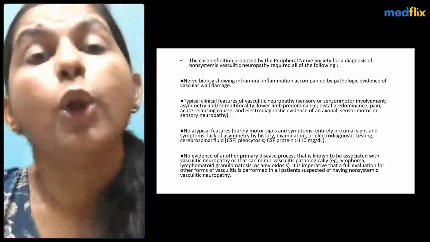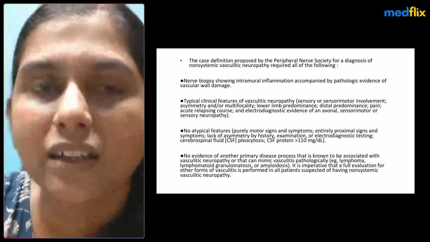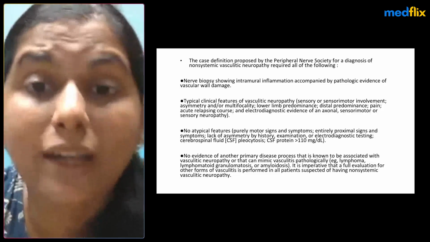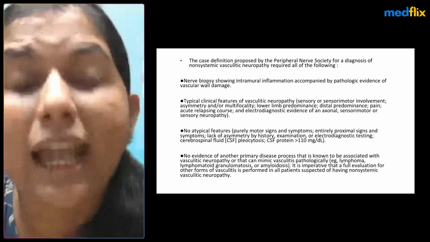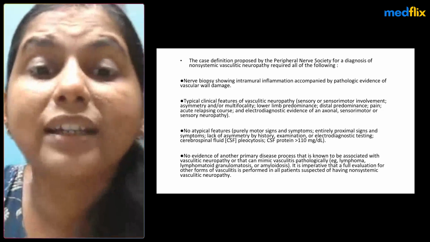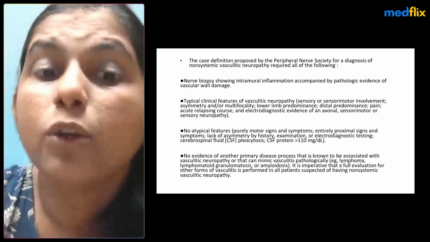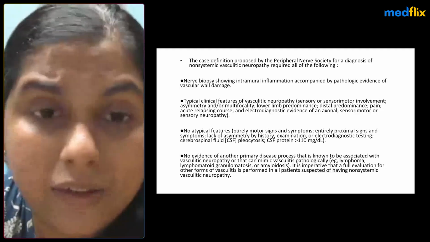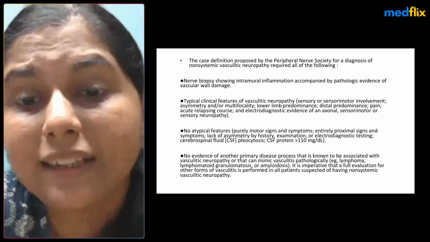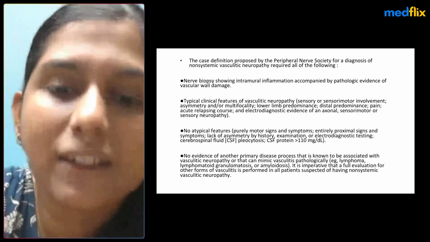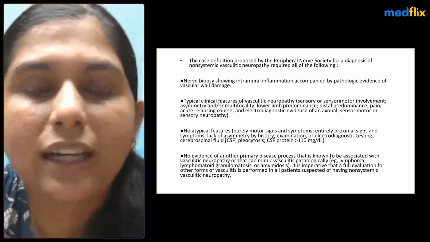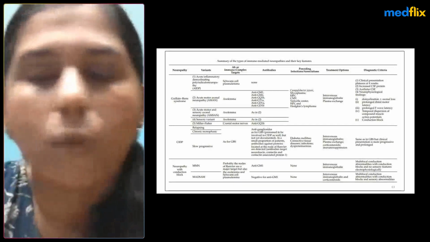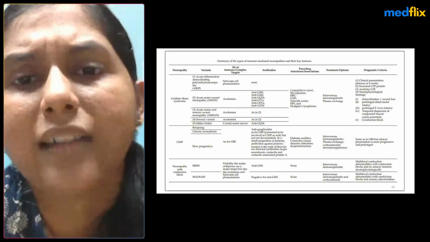And then when you have a non-systemic vasculitic neuropathy, here is where things become a little dicey. So here you do need a nerve biopsy, and you need a nerve biopsy showing intramural inflammation accompanied by pathological evidence of vascular damage. You need the clinical features of vasculitic neuropathy, no atypical features like purely motor symptoms or entirely proximal signs, lack of asymmetry, etc. And no evidence of another primary disease process that is known to be associated with vasculitic neuropathy, like a lymphoma or amyloidosis, etc. So this is a summary, you can go back and go through this, of all the types of immune-mediated neuropathies and their key features.